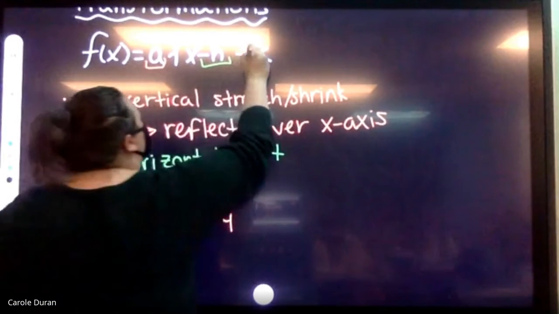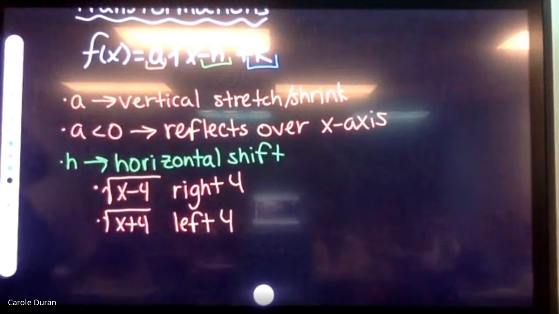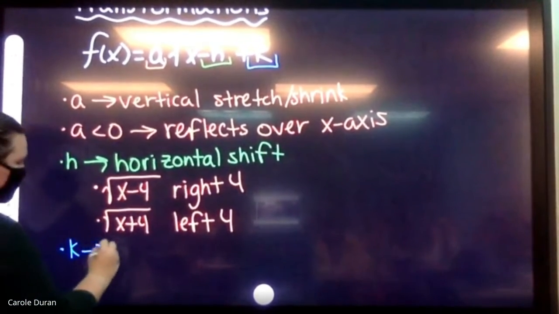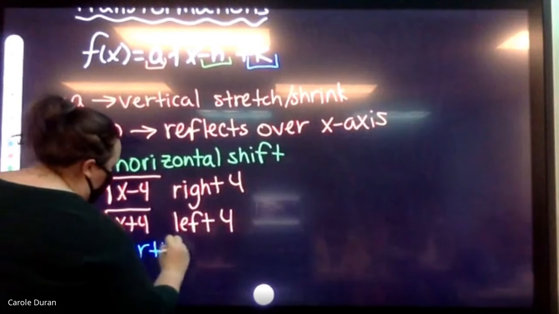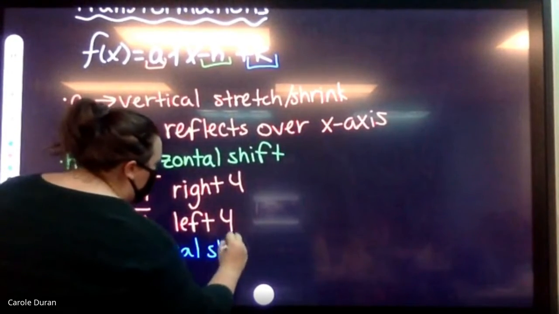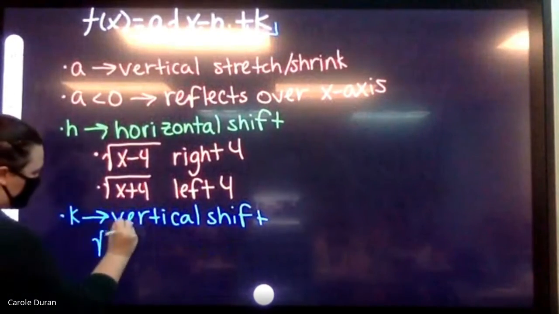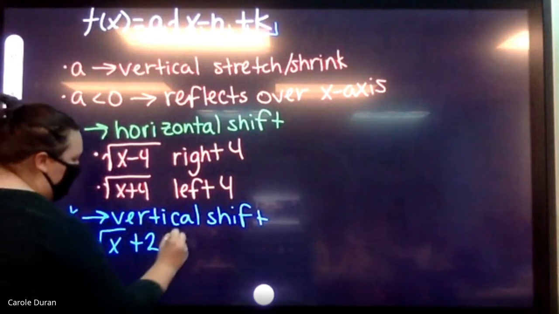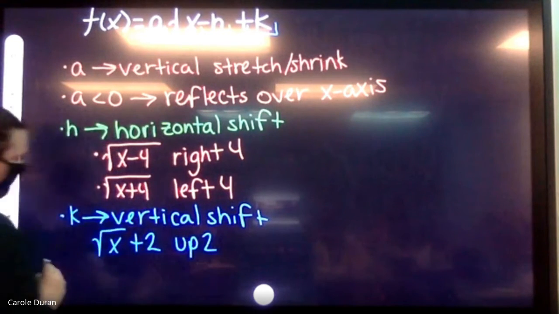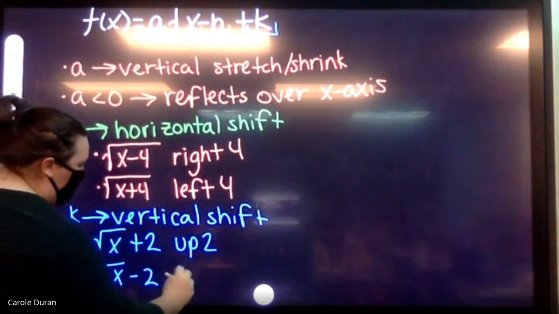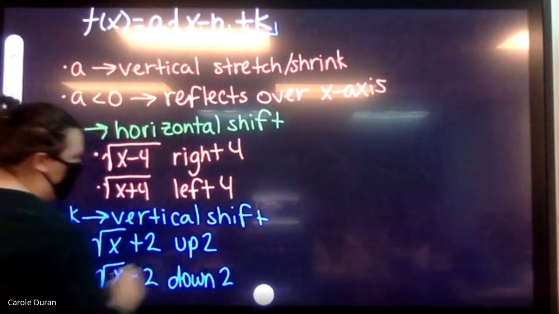Our last little transformation that we can have occur on a radical function is that k outside. This k is a vertical shift, so up or down. It moves exactly how we think it should. So if I'm taking the square root of x and I'm adding 2, that indicates I moved up 2. If I have the square root of x and I'm subtracting 2, that indicates that I moved down 2.